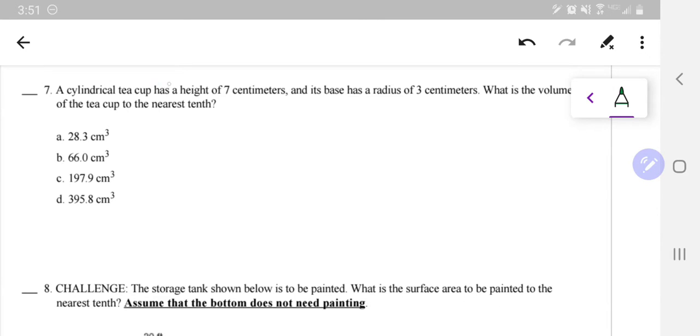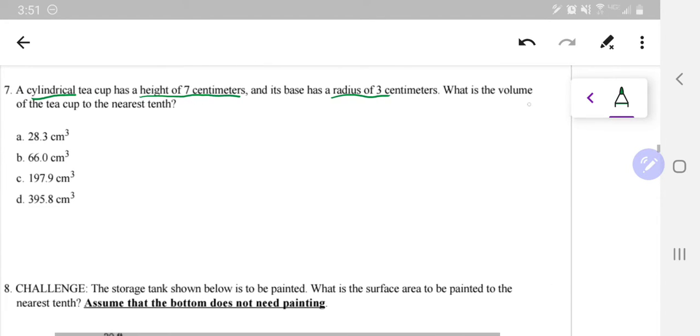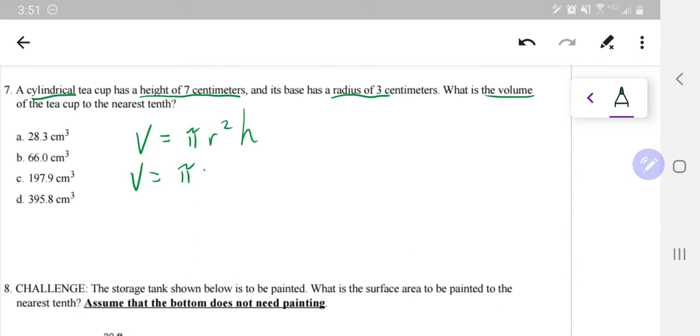All right, cylindrical teacup. It says it has a height. So we have a cylinder. We got a height of 7 and a radius of 3. And we're looking for volume. Now, you might need your formula sheet. I don't for this one. It's pi R squared H. Volume equals pi times the radius, said it was 3, so we got to square that, and the height is 7. When we plug that into our calculator, we get 197.9 approximately, and that's going to be centimeters to the third power.